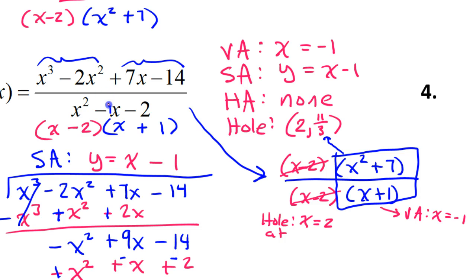I'm going to quickly throw this into Desmos, and so we can see that there's no horizontal asymptote. Let's look for this slant asymptote and see what that looks like. There should be a vertical asymptote at -1. There should be a hole at 2. Let's glance at Desmos and see these features.